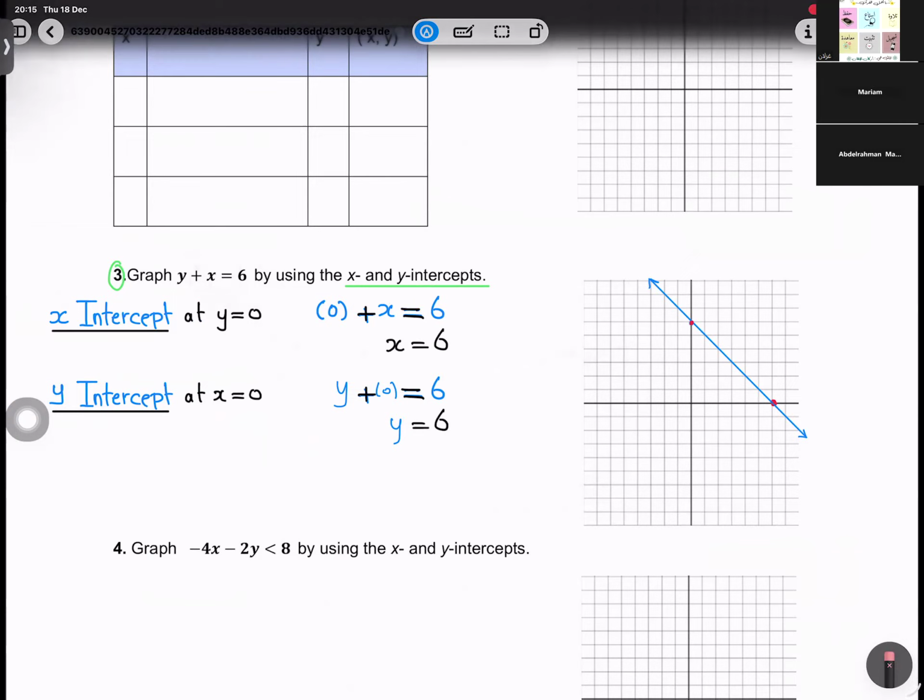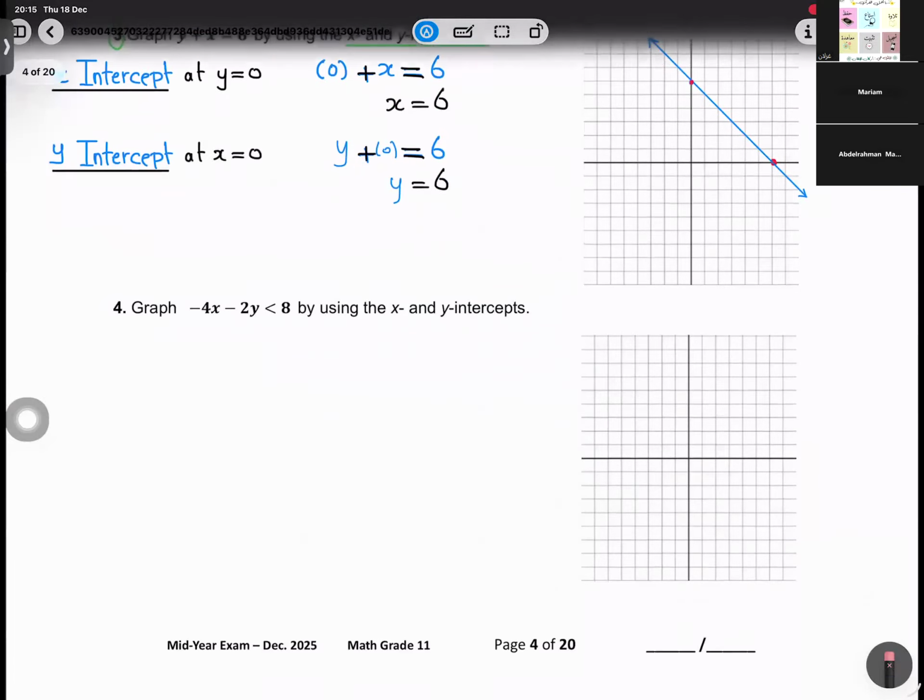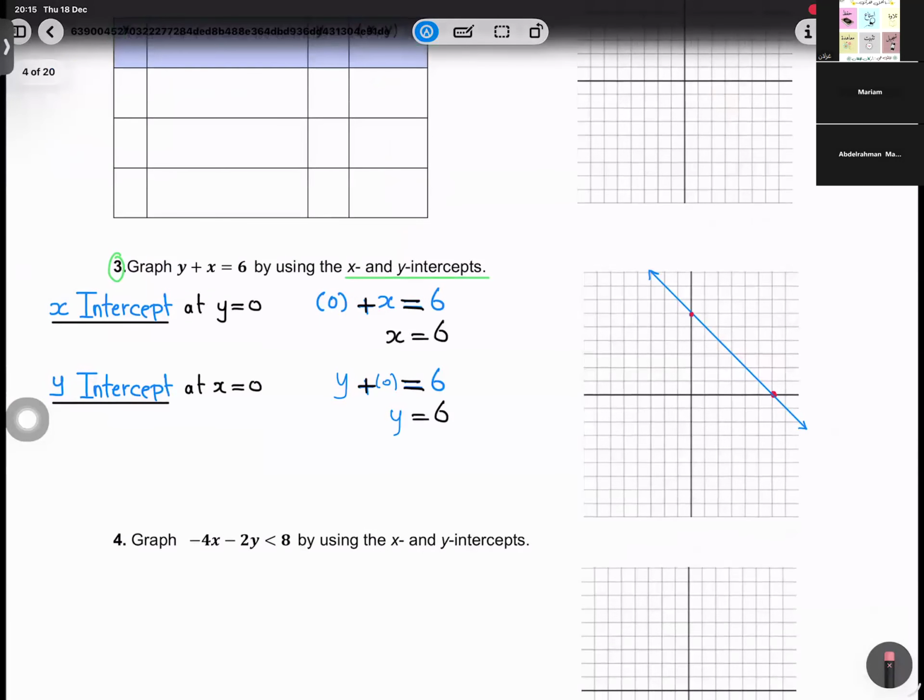X and y intercepts method. So that's the whole thing. You don't need to do anything else for that one. You just put it on the graph and then join the two points. Plot on the graph and join them.